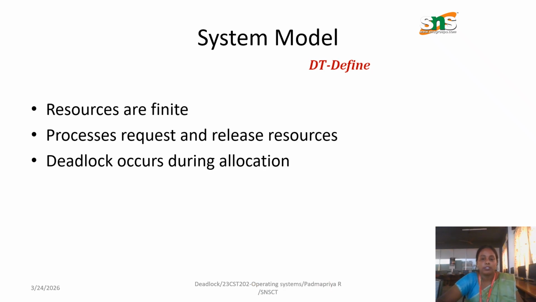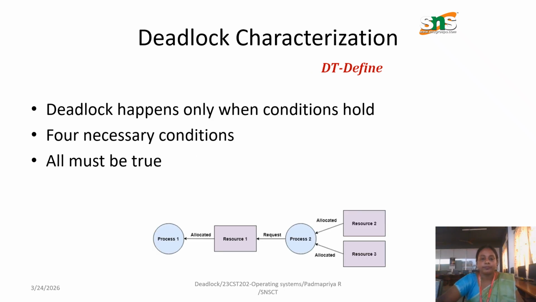And in the system model, resources are finite, and we can't allocate all resources to all the processes. So we have to allocate the resources to a particular process based on request and release. So processes request and release resources, and deadlock occurs during allocation. While allocating a particular resource to a process, that is when the deadlock will occur.